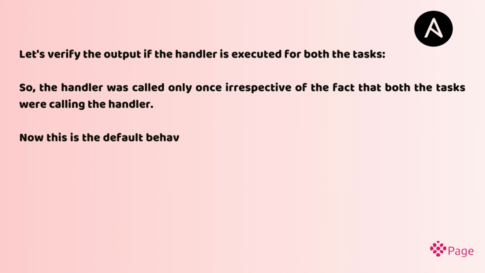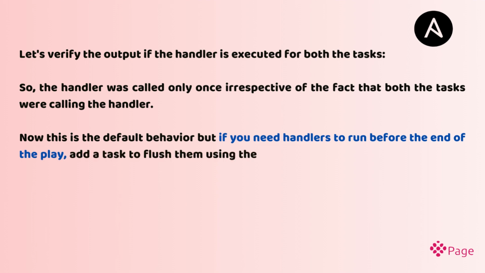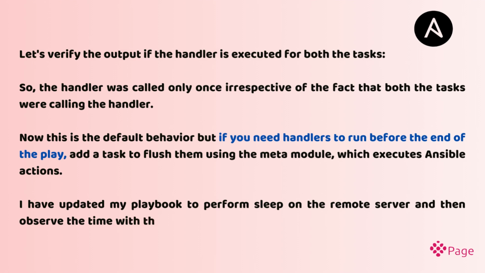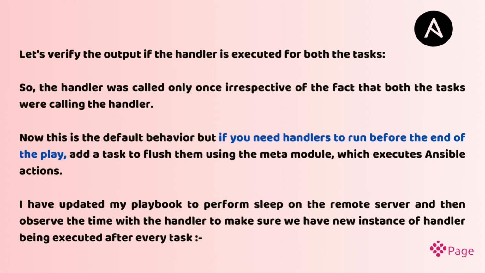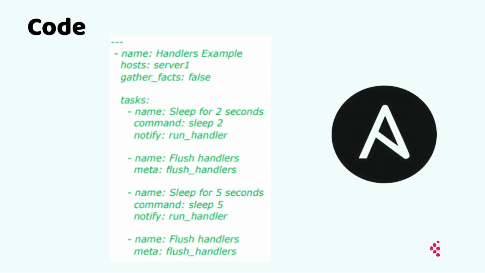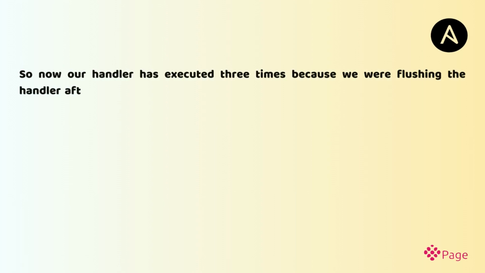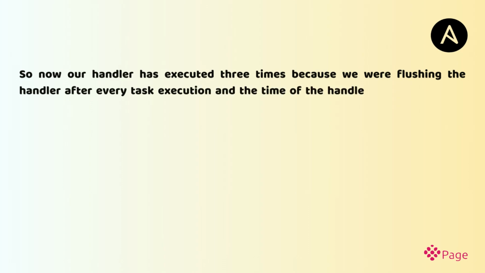Now this is the default behavior, but if you need handlers to run before the end of the play, add a task to flush them using the meta module, which executes Ansible actions. I have updated my playbook to perform a sleep on the remote server and then observe the time with the handler, to make sure we have a new instance of the handler being executed after every task. So now our handler has executed 3 times because we were flushing the handler after every task execution, and the time of the handler execution is also different, so life is good.